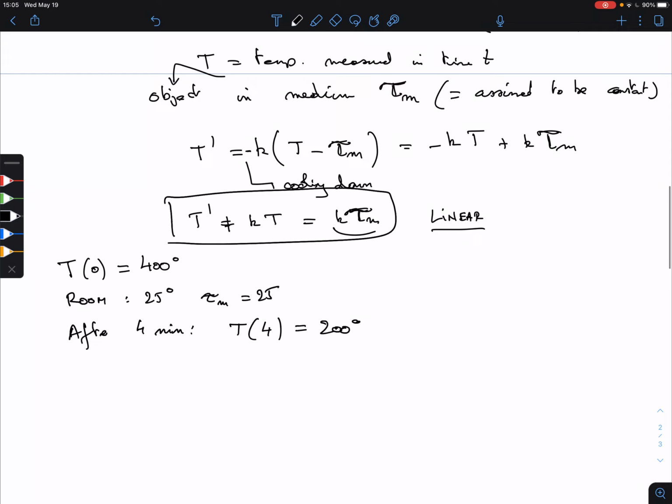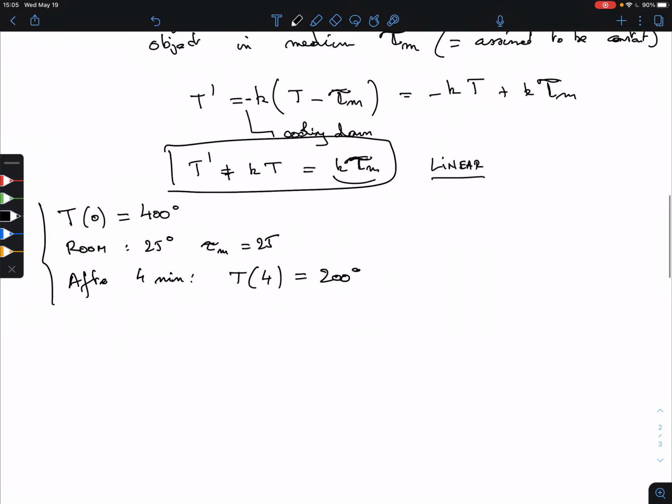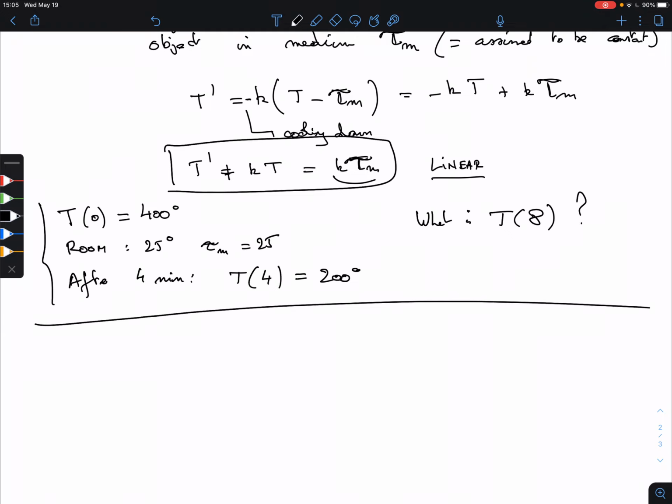So this is the situation. Let me read the actual question. A ceramic insulator is baked at 400 degrees, that's the T0, and cooled in a room with a temperature of 25 degrees, so that's the tau m. After 4 minutes, the temperature of the insulator is 200 degrees. What is the temperature after 8 minutes? What is T8? So how do we set this up? Well, we know that this is our equation, but the one thing we don't know yet is k.